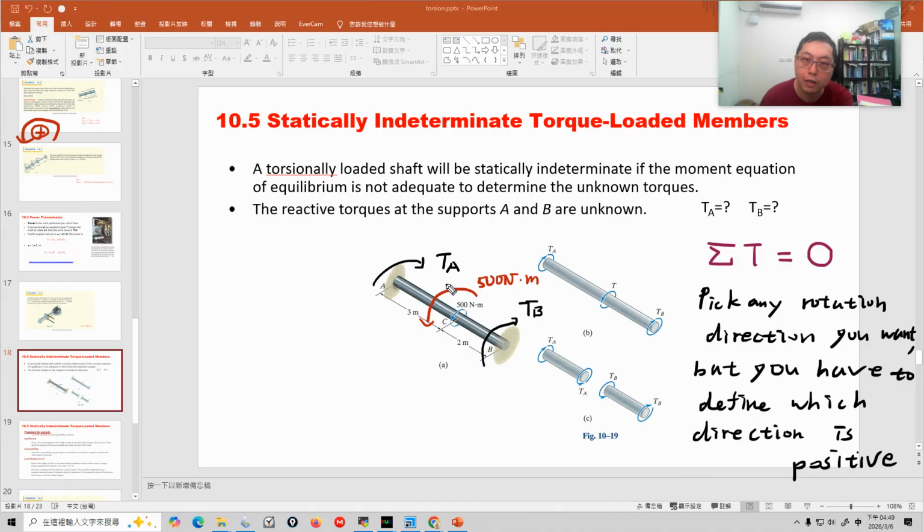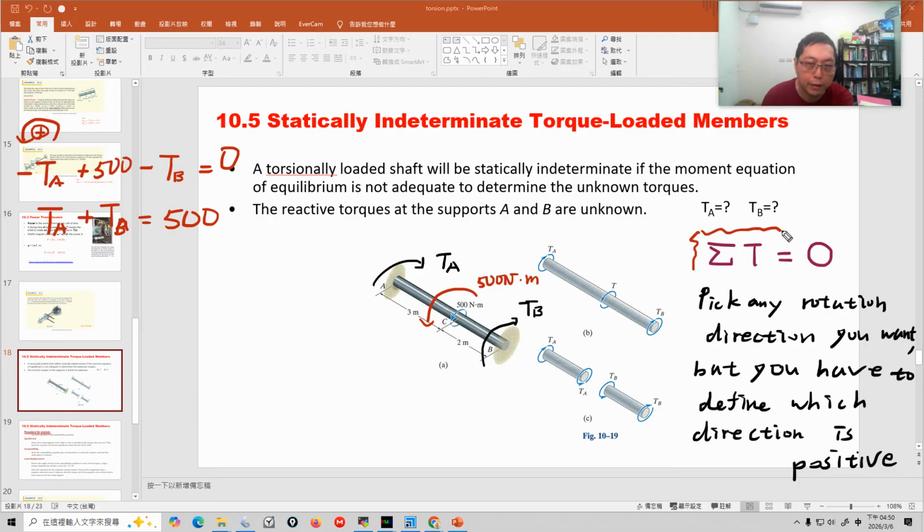So what's the sign of TA? If this rotated direction is positive, the sign of TA will be minus, right? And plus 500. And what's the sign of TB? Because this direction is positive, this direction is negative, so it's negative TB, and the total torque is equal to zero. Then we reach the equation TA plus TB equals 500. This is the rigid body equilibrium.